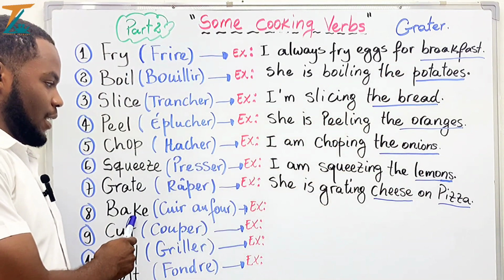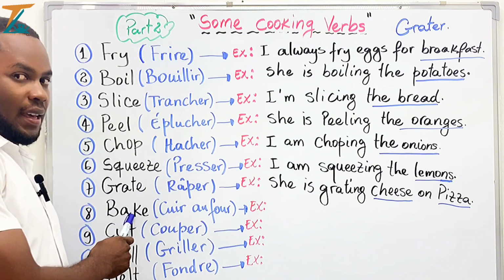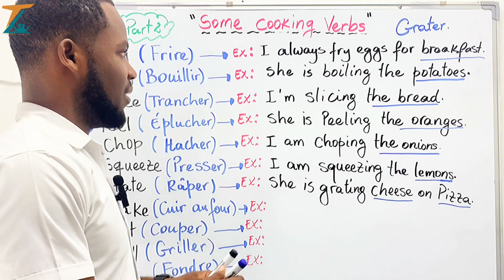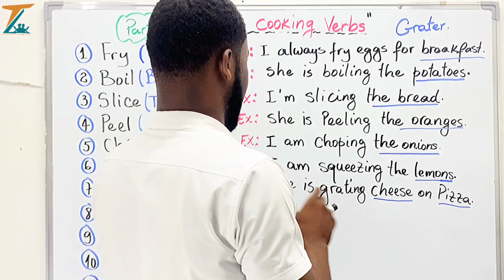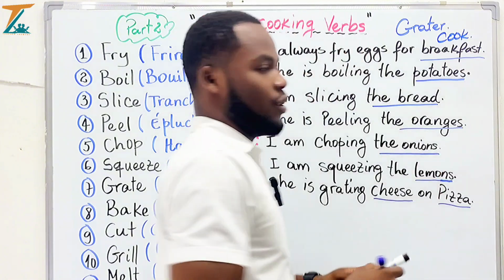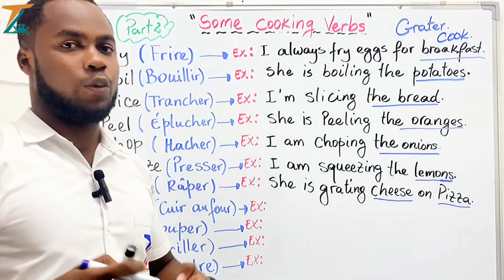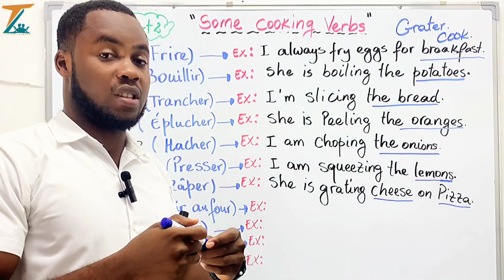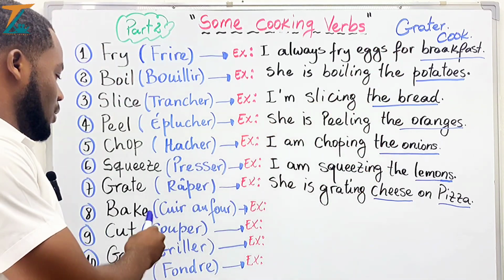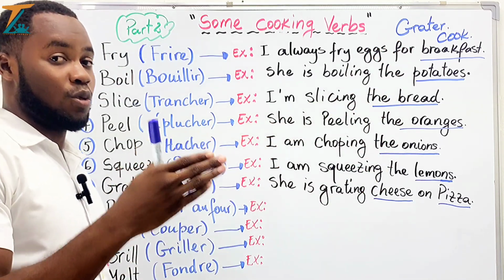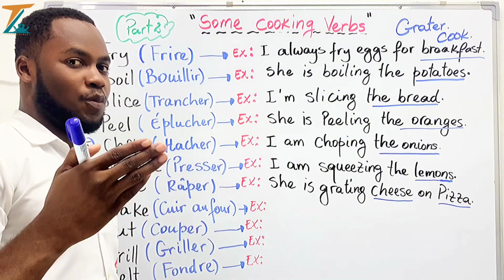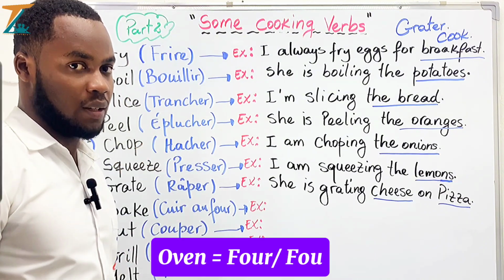And we have bake. Can you repeat it? Bake. Bake means cuire au four. So we have a difference between grate and cook. We use cook, guys, when we are doing something to eat, when we put something on fire, but you cook it. So now bake means cuite, mais c'est au four, okay? So when you use an oven, okay?